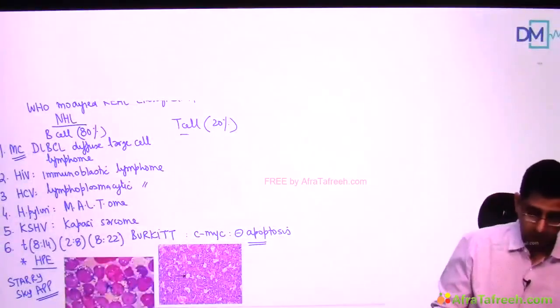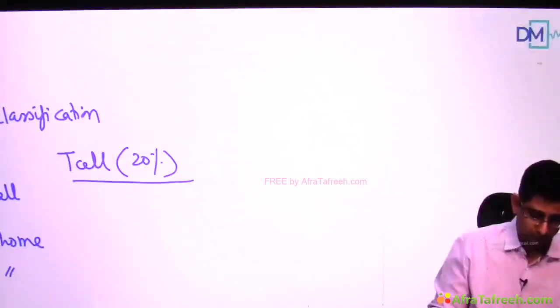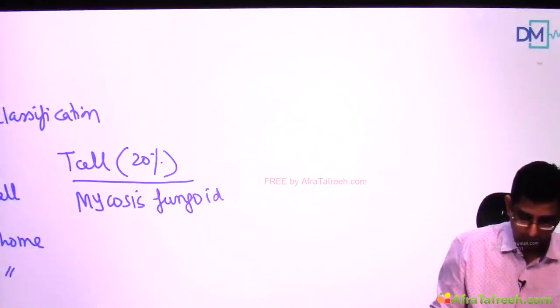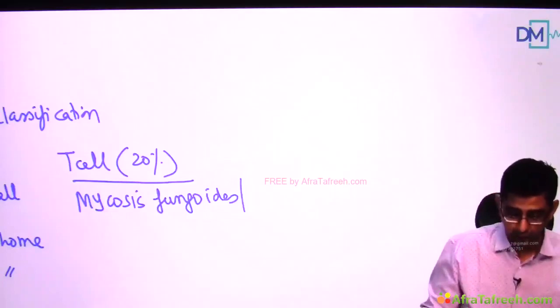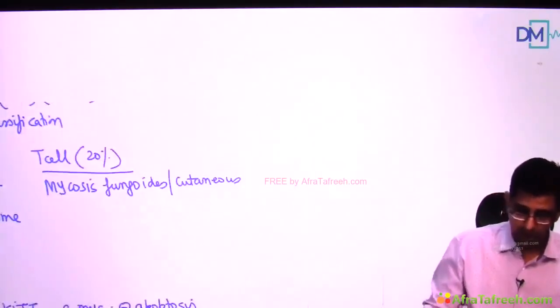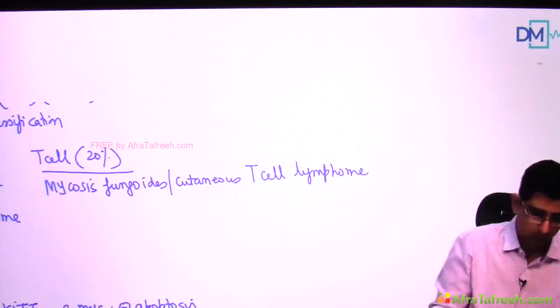Now we come to the T cell variety of non-Hodgkin's lymphoma. The special feature of T cell non-Hodgkin's lymphoma to be remembered is cutaneous T cell lymphoma, also called mycosis fungoides. Why it is asked is because of a very peculiar manifestation: extensive redness involving the entire skin of the patient, called erythroderma.